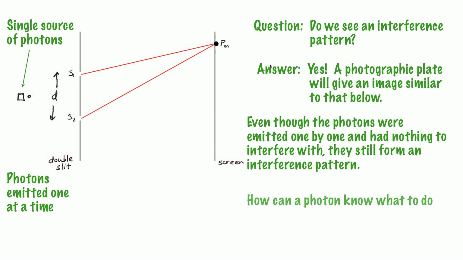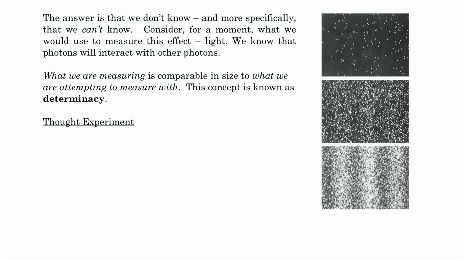And so the question is, why does that happen? How do these individual photons know how to create this interference pattern on the wall? And this is what's important. The answer is, it's not that we don't know, it's that we can't know. We can't know where a photon goes. We can't know if it goes through the first slit, or the second slit, or both slits, or neither.